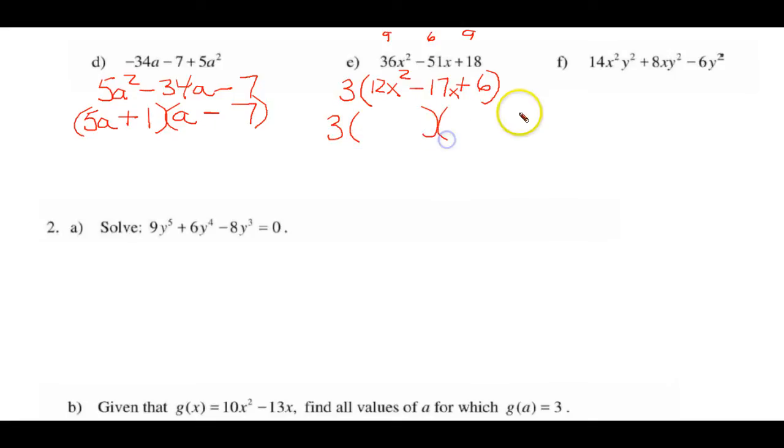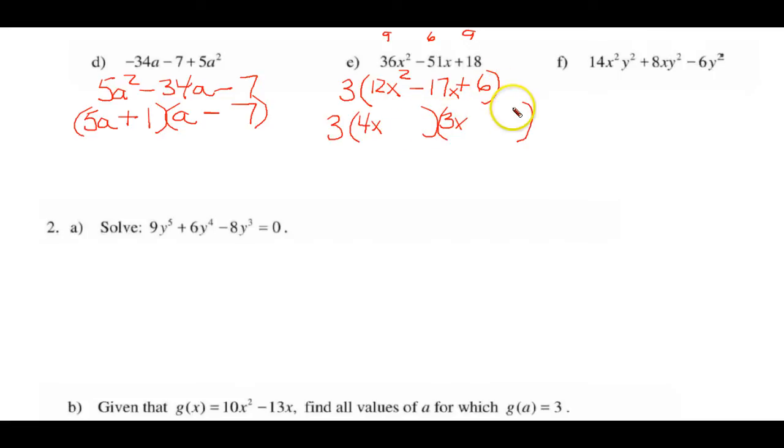So now 2 parentheses, and here we have a dilemma. Could be a 12 and a 1, a 6 and a 2, a 4 and a 3, and then of course you could reverse these, and you're just going to guess and check. Well, I'm going to try the 4x and the 3x. Now if this didn't work, I would try something else.